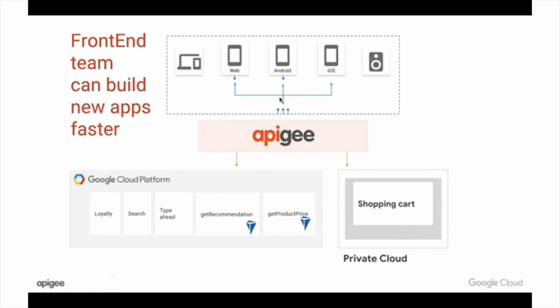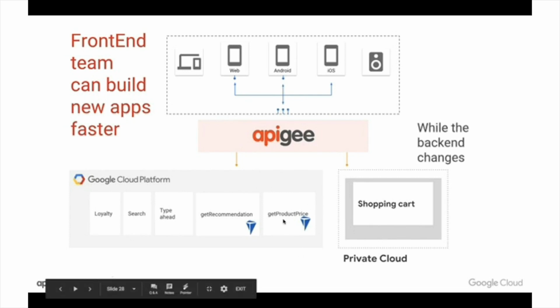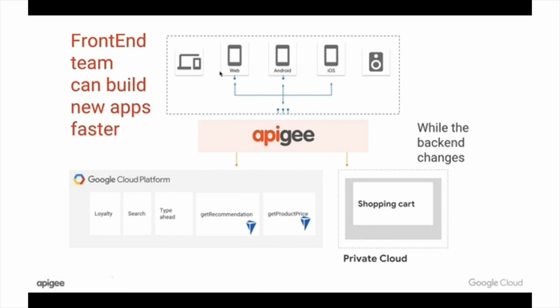These client applications are totally unaware that all these changes happened, and at the same time, while these changes were happening, they were able to add brand new applications on the front-end side. So Apigee acts as an abstraction layer, taking care of different versioning and security and analytics and things like that, so that your front end team can build their applications in a better, faster, secure way while your back end is changing.